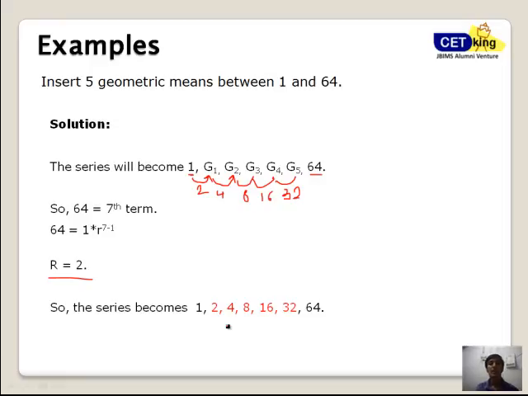So we have seen that geometric progression is quite an easy topic with few concepts, and you can easily expect one question in the examination on geometric progressions.